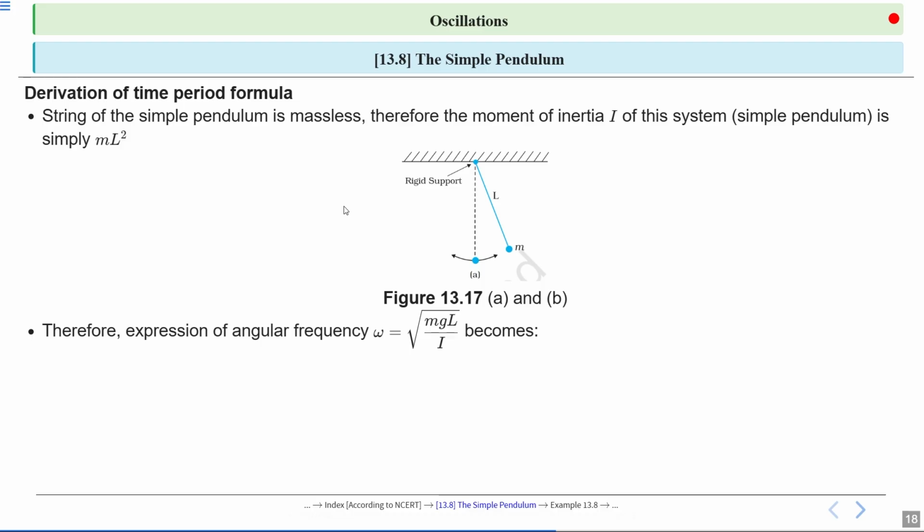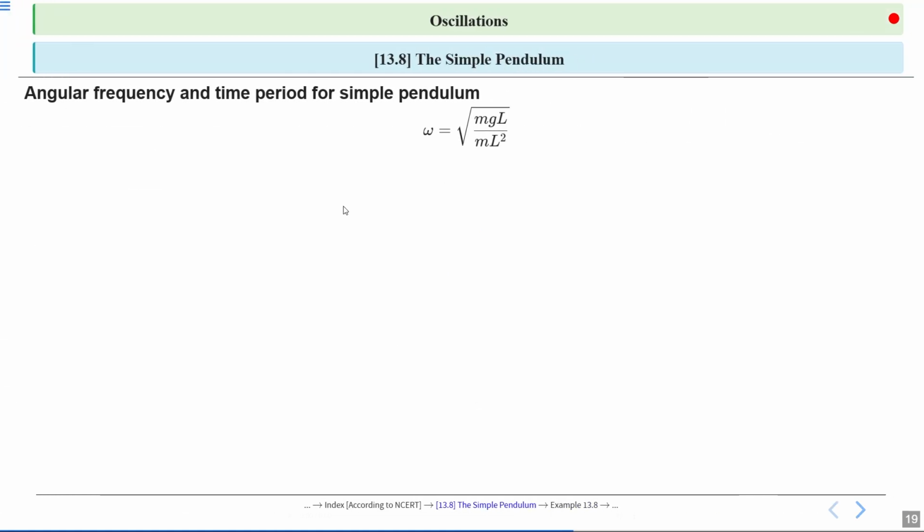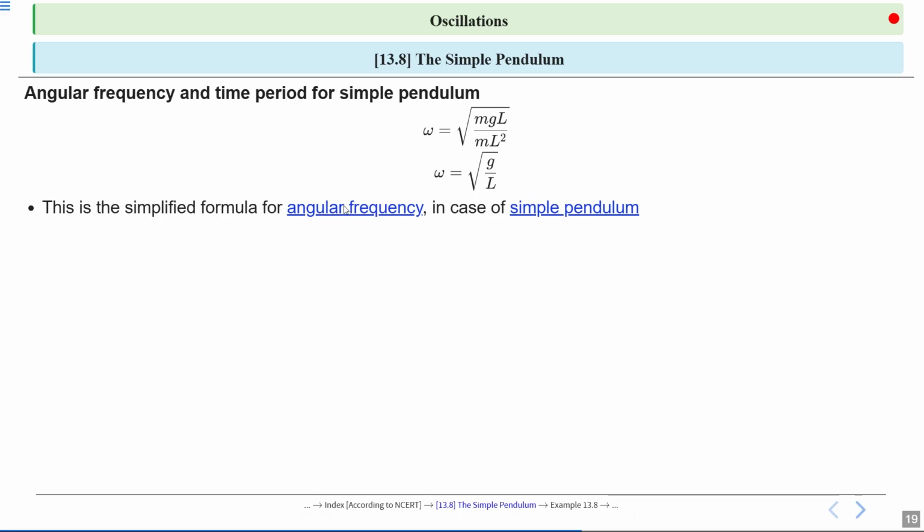So the expression for angular frequency omega equal to under root mgl divided by I becomes omega equal to under root mgl divided by ml square. Angular frequency and time period for simple pendulum. So we have omega equal to under root mgl divided by ml square. Solving this, you will get omega equal to under root g by l. This is the simplified formula for angular frequency in the case of a simple pendulum.